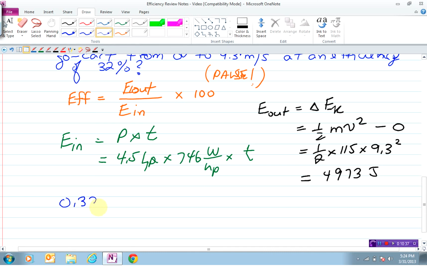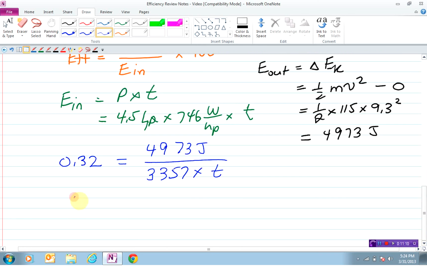So our equation now will look like this. Efficiency would be 0.32, and that's going to equal 4973 joules on top here. On the bottom here will be 4.5 times 746, and that will be 3357 times the time, and that's what we're going to find out.